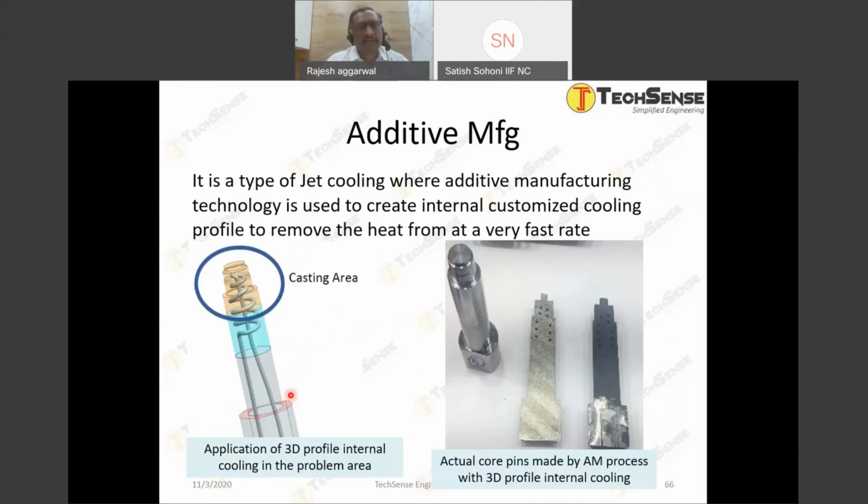Additive manufacturing is profile 3D cooling, internal cooling, right? This is part of one of the projects we did at Texans, where this is the actual core pin you see on the screen. So we designed, manufactured, and put it into the production process, and the effects are amazing.